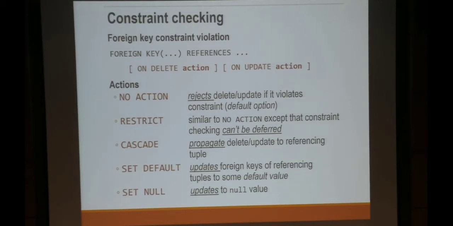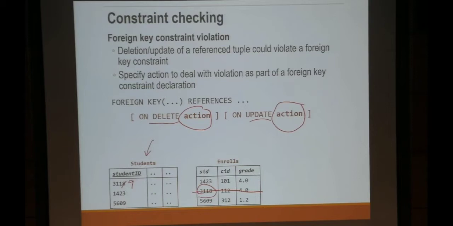You can restrict such that that checking cannot be deferred. But we're not going to talk much about deferring constraint checking here. It will be in future lectures. Cascade means that you propagate. For instance, this one, if I cascade the update, once this one becomes 3119, this one will also become 3119, 112, 4.0. So that's what cascading the update means. If I cascade the deletion, this value is going to be deleted.